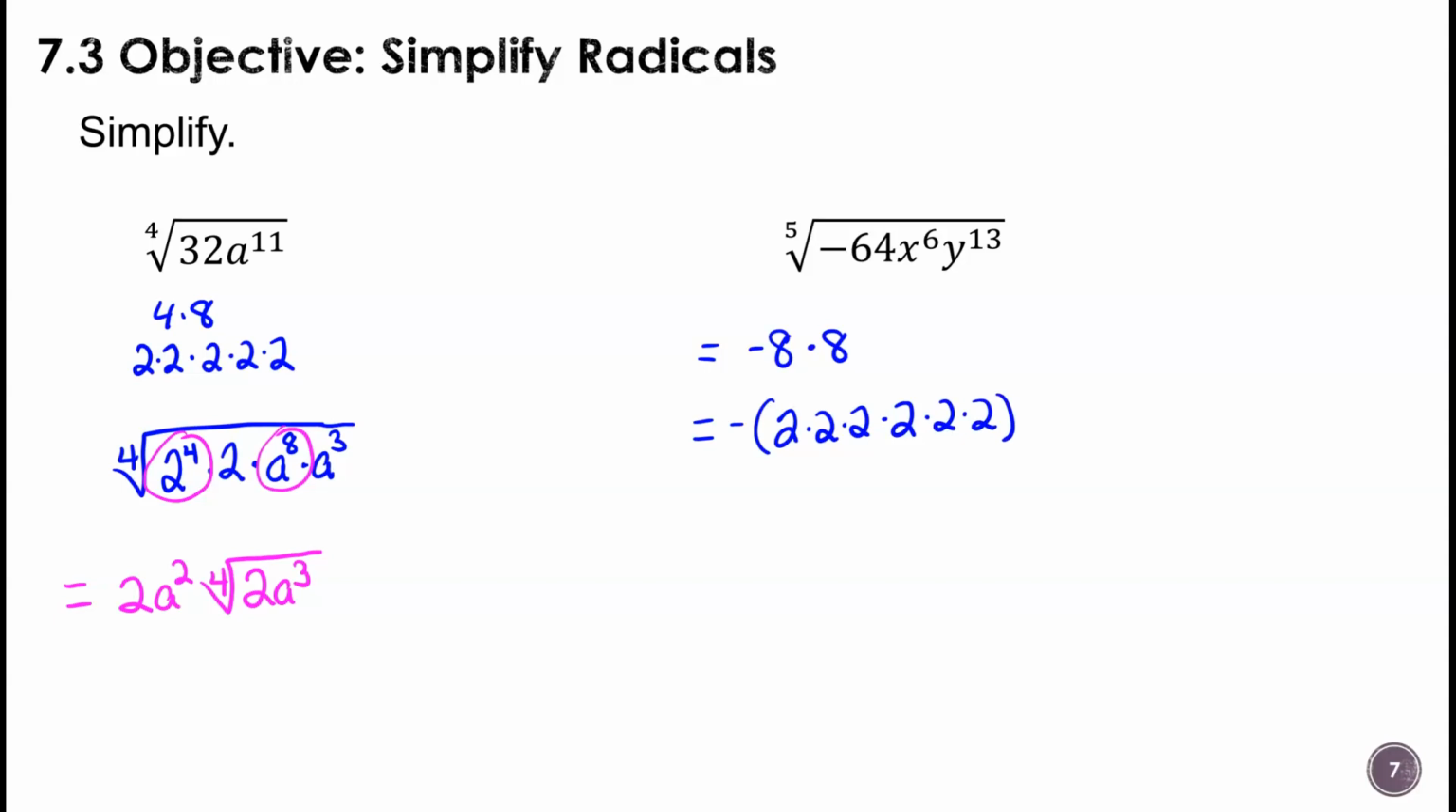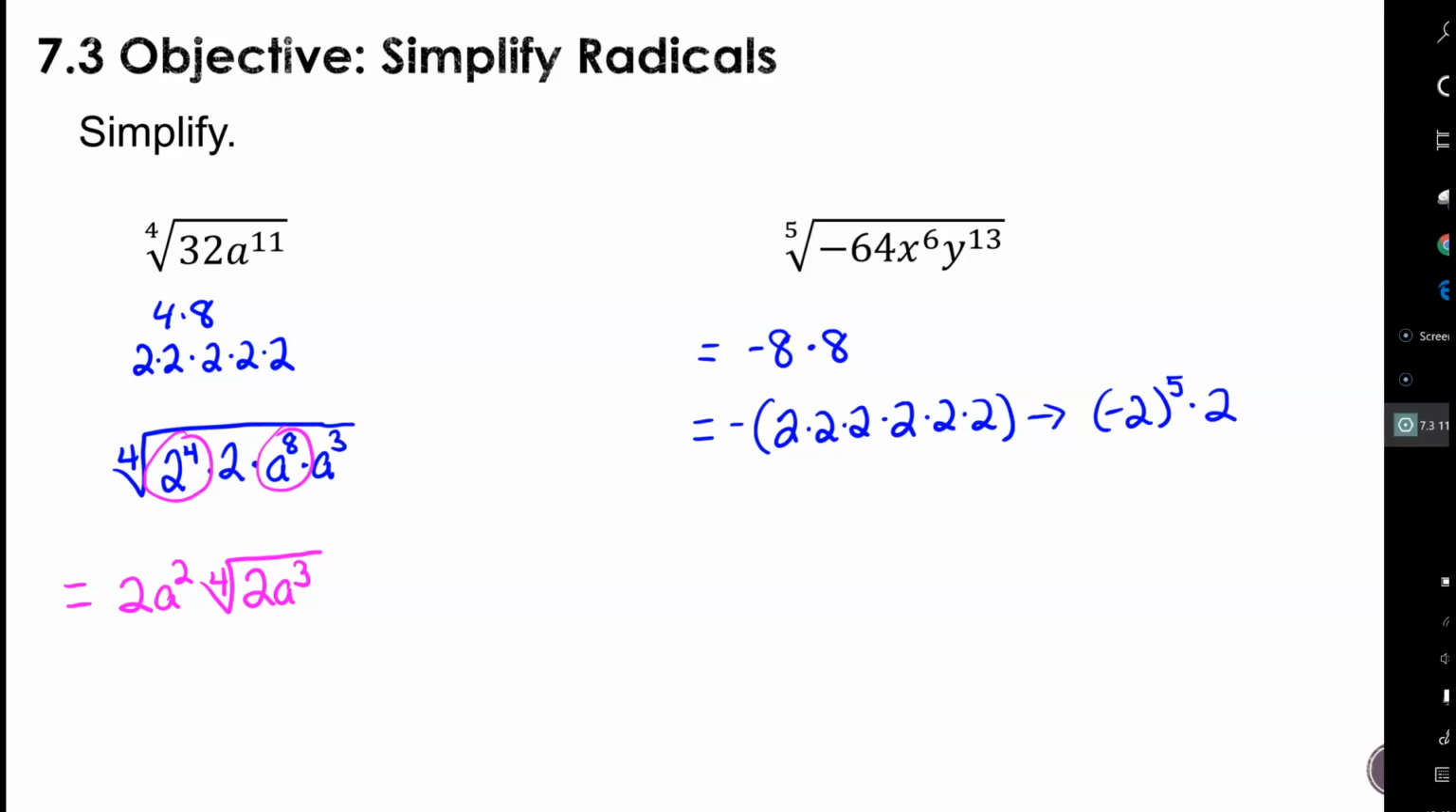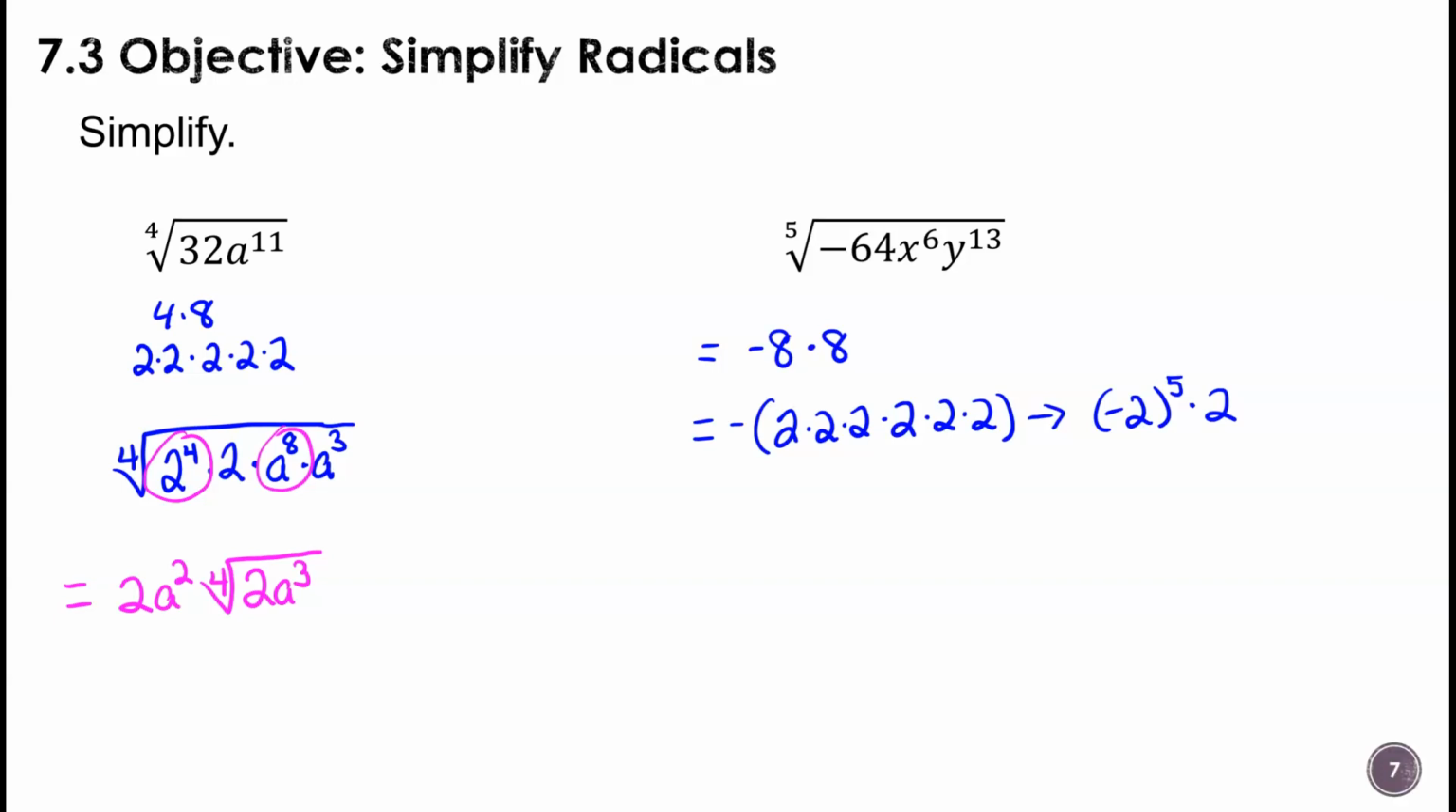Now I'm going to write this as negative 2 to the 5th power times 2. So that's negative 32 times 2, which is negative 64, because that root has to be negative because of how it was written in the first place. Now under the radical, I will have the 5th root of negative 2 to the 5th times 2. On the x to the 6th, we're going to split that as x to the 5th times x to the 1st, right? When I add those, I get 6.